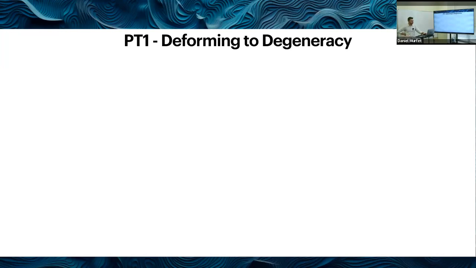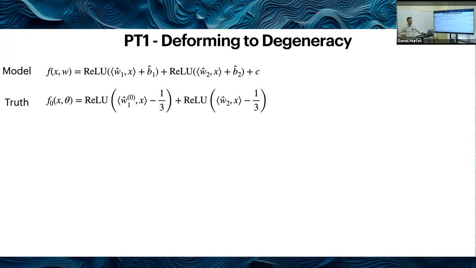Alrighty, so deforming a network to have node degeneracy. We're going to have a two node model network.